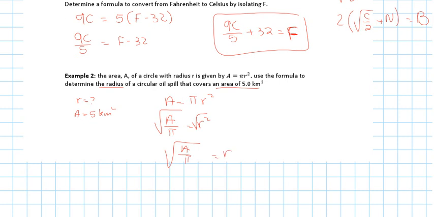So now, to find the radius, you're going to square root 5 over pi. And that should be 1.3. Yes. So 1.3? 1.26? The only reason I'm keeping it to one decimal place is because the given value is to one decimal place, so you want to keep it to one decimal.